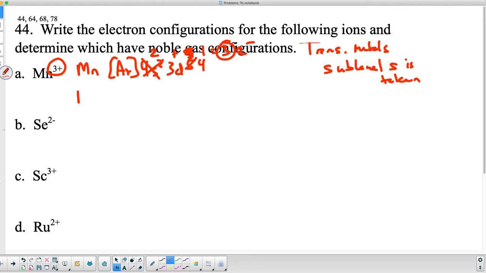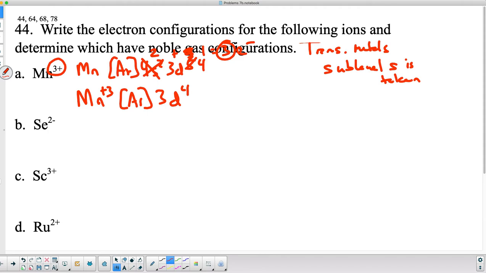So if I rewrite this now, manganese +3 is still going to be argon, and all I'm left with is a 3d4. The big new concept is that for transition metals we always take the sublevel S first. There's going to be an S and a D, and we take the S first.